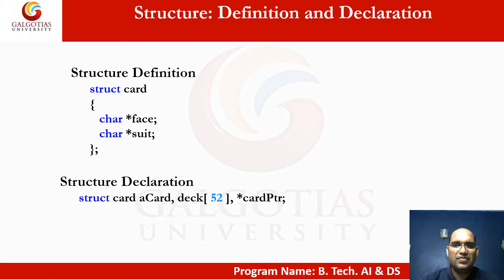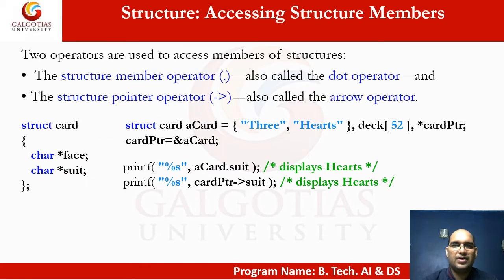In the declaration, we have created an object, that is a card deck, an array of structure of 52 which can hold 52 elements of struct card type, and there is a pointer variable card ptr which can point to a structure of type struct card. Accessing the structure member: there are two ways to access the structure member. The first one is the dot operator and the second one is your arrow operator, right?